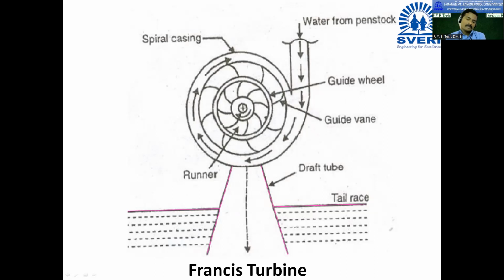The water from the runner goes to the tail race through the draft tube.